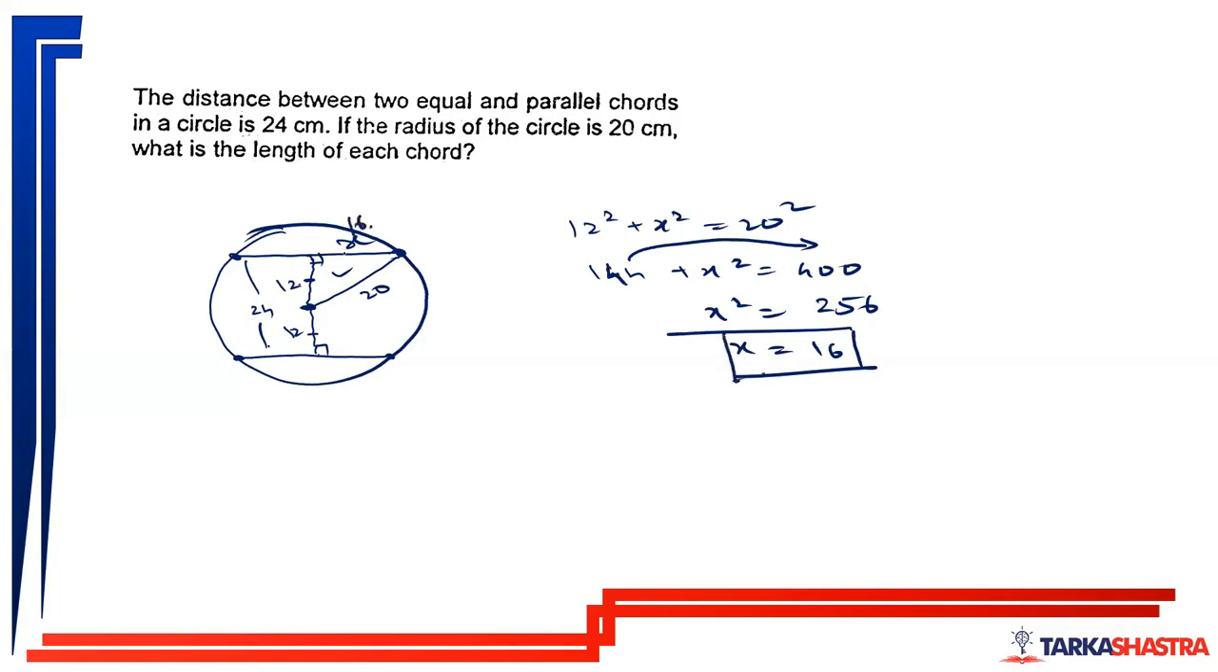So this is 16. Now we also know one more property: a perpendicular drawn from the center of the circle to the chord bisects the chord. So if this is 16, this is also 16. 16, 16, total length is 32. What is the length of each chord? 32 centimeters.